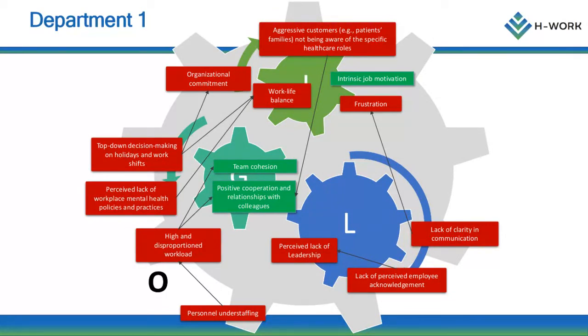And then there's a high and disproportionate workload, where nurses reported that they have had particularly high workloads. And there's also staffing within the hospital. At the leader level, there's a perception of a lack of leadership, lack of clarity in the communication, and lack of recognition of employees. So that's one example of a cognitive map.